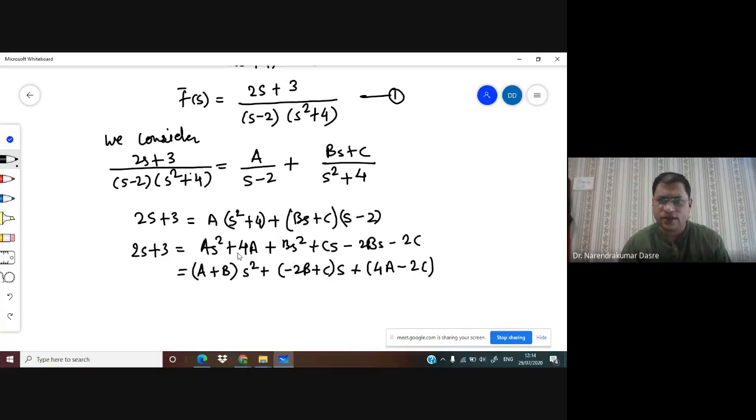So a s square is collected, b s square is collected, then cs and minus 2bs is collected, and 4a and 2c is collected. So yes, all the terms we have collected.